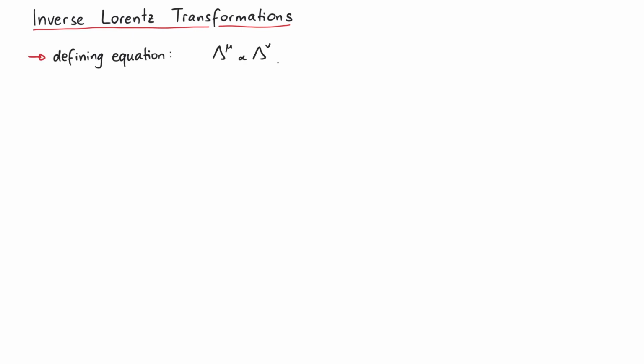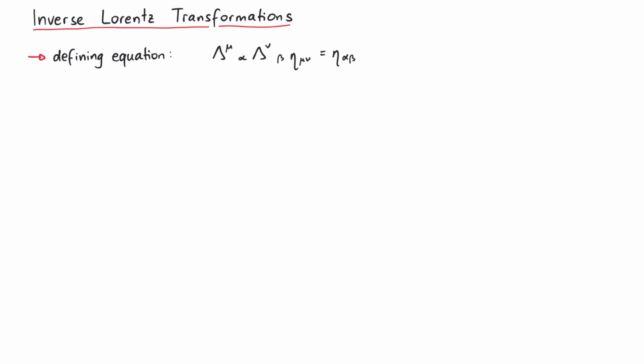In this video, we will talk about Lorentz transformations in index notation, and in particular about the inverse transformation, which can cause some confusion. Let us start with the defining equation of a Lorentz transformation, which leaves the Minkowski metric invariant.